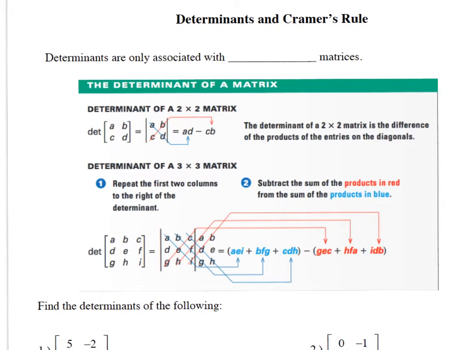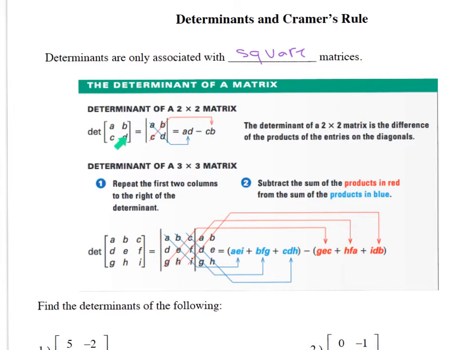So the first thing, determinants are only associated with square matrices. So if you had a 2 by 2, a 3 by 3, a 4 by 4, you can find a determinant. If you had something other than that, say like a 1 by 2 or 2 by 3, they do not have determinants. So here's a little example of how you determine the determinant. DET stands for the determinant, and these vertical lines that kind of look like absolute value symbols, that's also the determinant symbol.